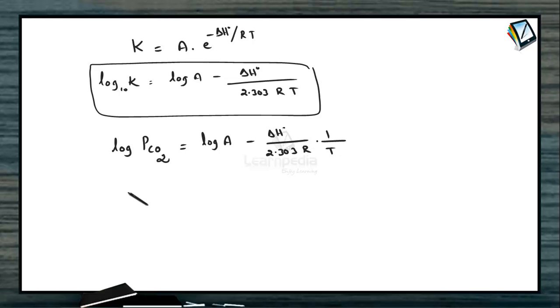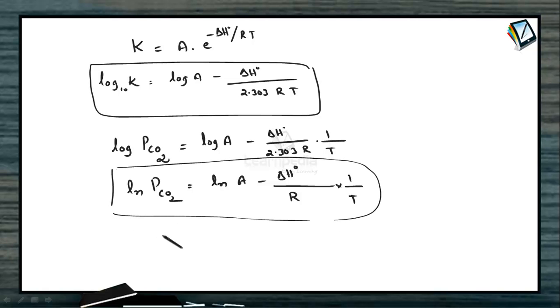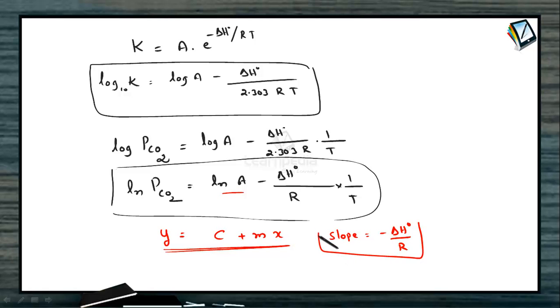Of course, it can also be written with respect to ln P of CO2, that is base e, is equal to ln A minus delta H naught by R into 1 by T, where we remove the 2.303. And this equation is very similar to y is equal to some constant ln A, that is C, plus m, where m is the slope and x is the variable. Y is equal to C plus mx, where m is the slope. So comparing to this general equation, we have slope m from the above equation as minus delta H naught by R. So it is a negative value.